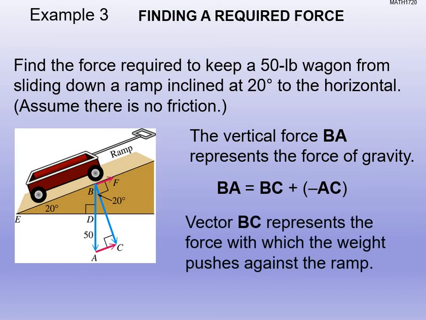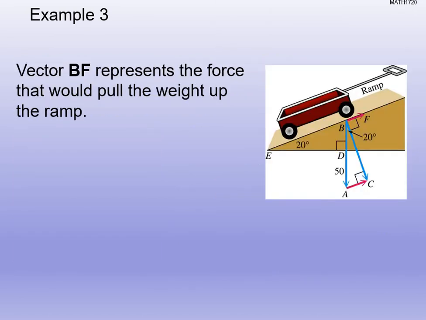BC represents the force with which the weight pushes against the ramp, okay? So that's our BC. The wagon, literally just sitting there at rest, is pushing on the ramp. So that's vector BC. Vector BF is the force representing what we need to pull with, right? If you're pulling the wagon up the hill or something like that. This doesn't include if there's a load in the wagon or anything like that.